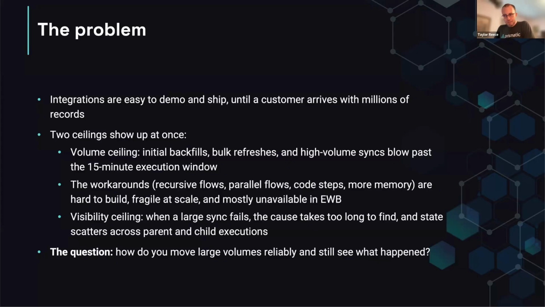And so you can do some workarounds. We've got things like recursive flows, where maybe you page over a few pages of records and have a flow call itself over and over again until it's completed. We've got the idea of parallel flows, where you're going wide, and you take a bunch of your data and split it up into chunks. So those 1 million records turn into 1,000 sets of 1,000, and you send it to some sibling flow. You might have some unique code steps or throw more memory at the problem, whatever.